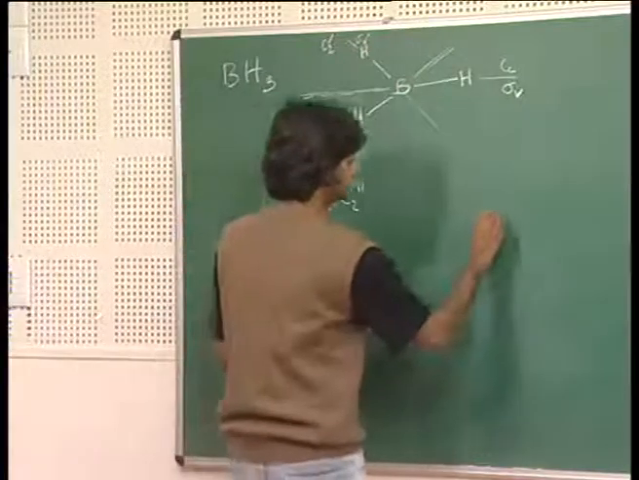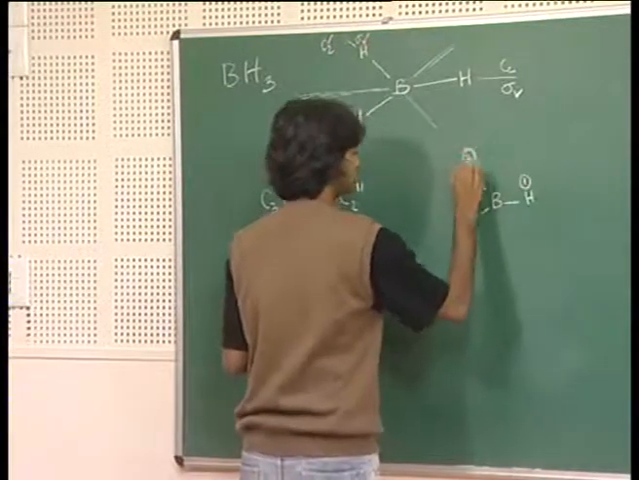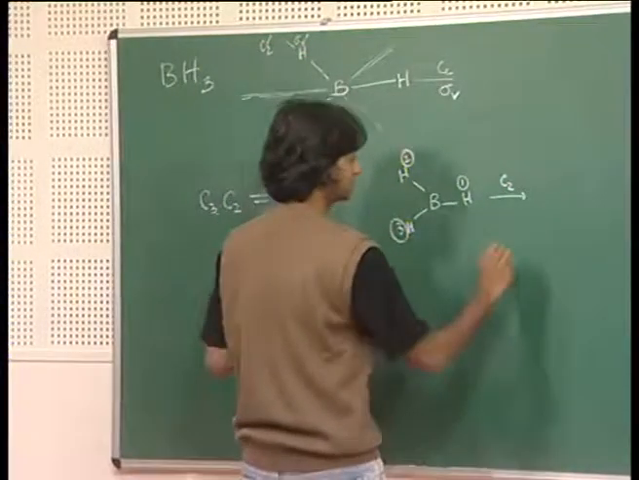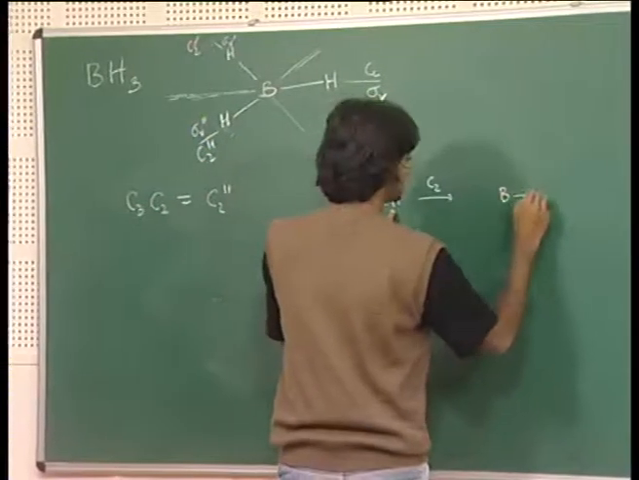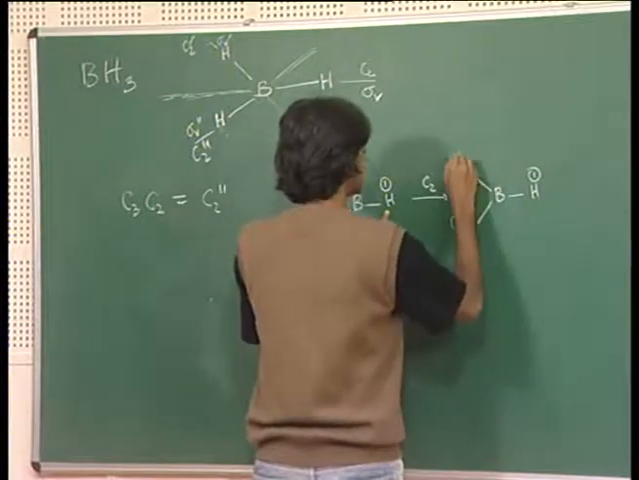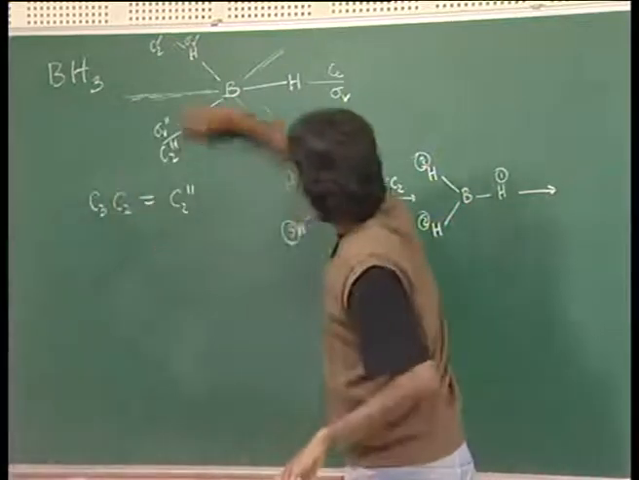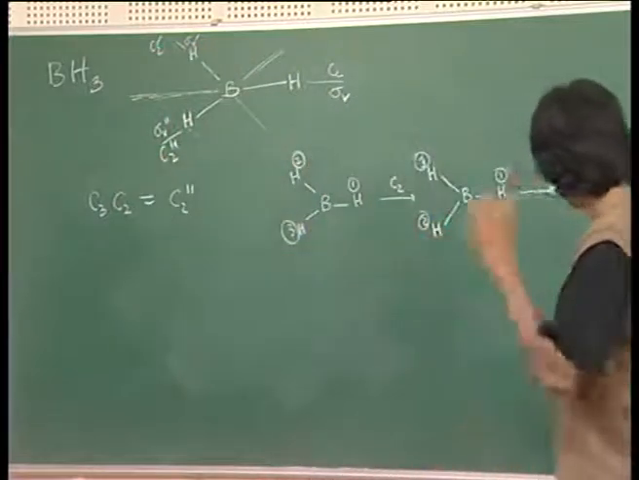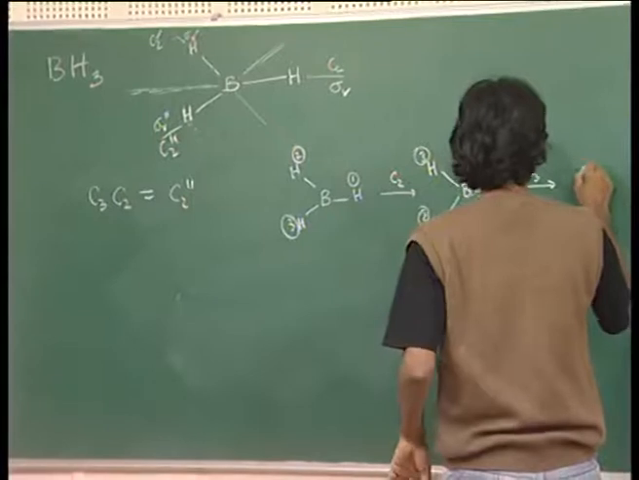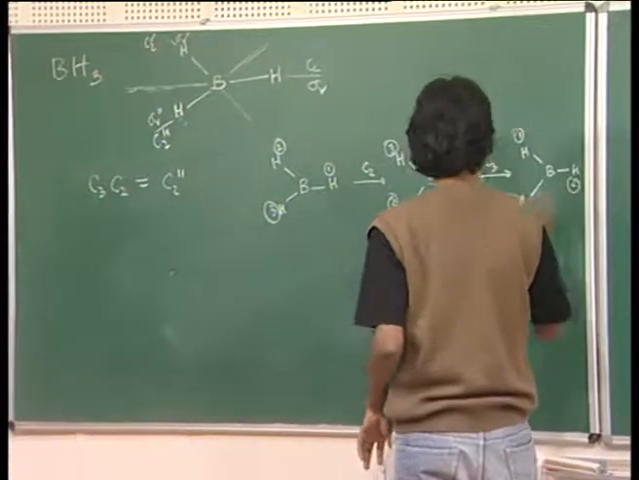So suppose I start with B, H, H, H, and I call these 1, 2, 3. So suppose I operate by C2, what I'll get is the first H will be where it is, so this is still H1. These two will get switched, so this is H2, this is H3. So when I operate by C2, this edge comes here, that edge comes here. Then I operate again by C3. So if I do a C3 operation, then what I get is B, H, H, H. I have 1 here, 3, and I have 2. So I just rotate it clockwise.